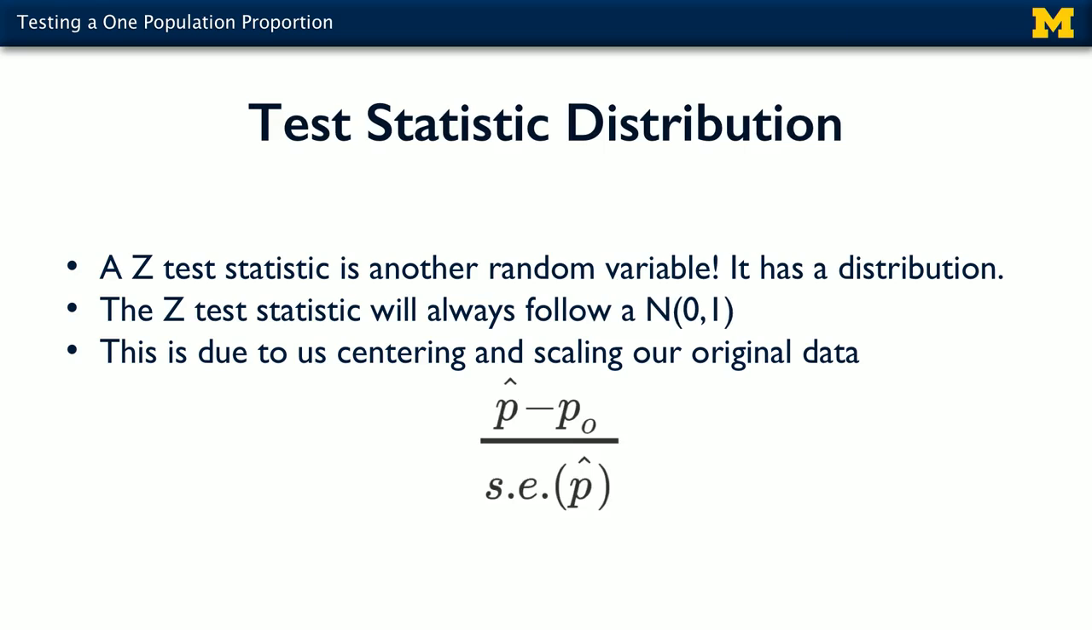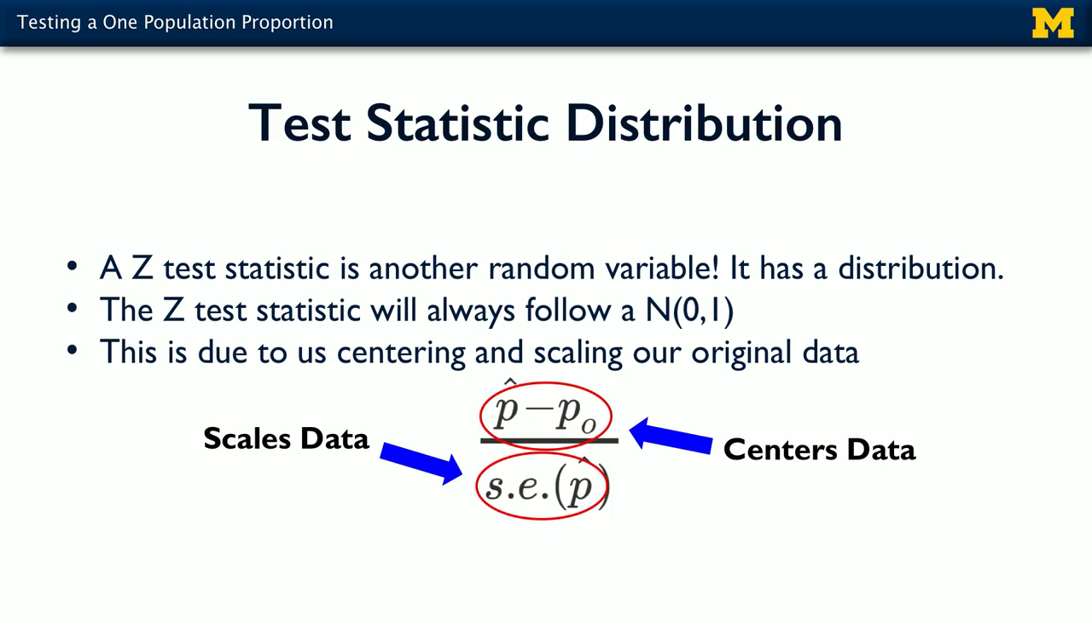What that looks like is if we have our equation here, the numerator is what's centering our data. We're subtracting out the hypothesized mean, and then when we divide by the standard error, we are scaling our data. So we go from some normal distribution, and then we are just manipulating it to become a normal 0, 1. And that is the distribution that the z test statistic follows.